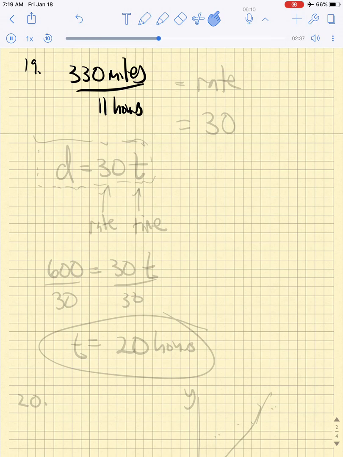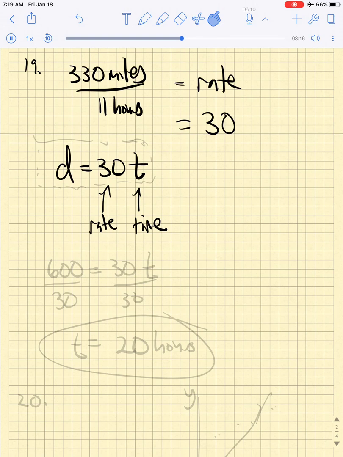Well, we have the number of miles an hour. We need the rate, okay? So if you did 330 over 11, that gives us the rate, which is equal to 30, okay? So the distance then becomes d is equal to 30 times t. How much time they drive. How far they go depends on the rate. This is the rate times the time, how long they drive. Okay? So that's part A.